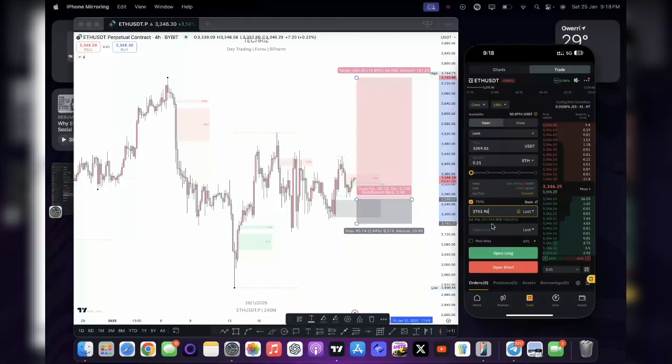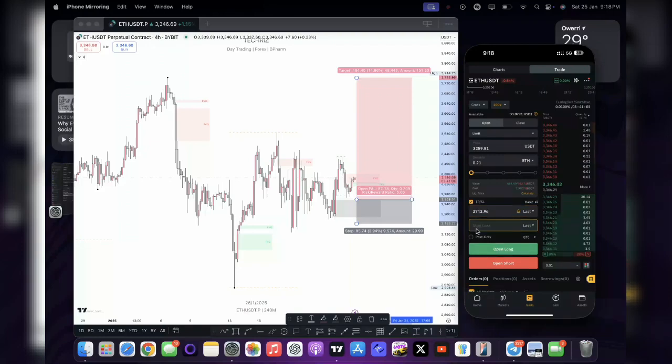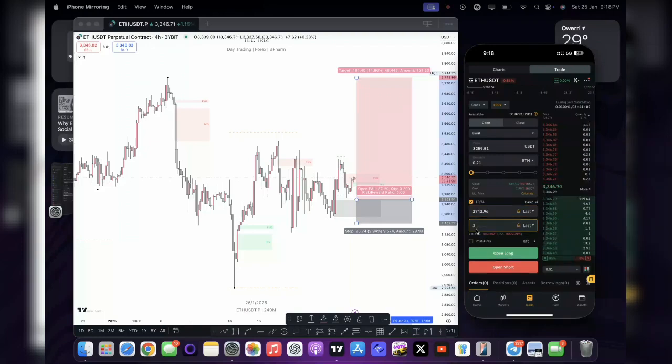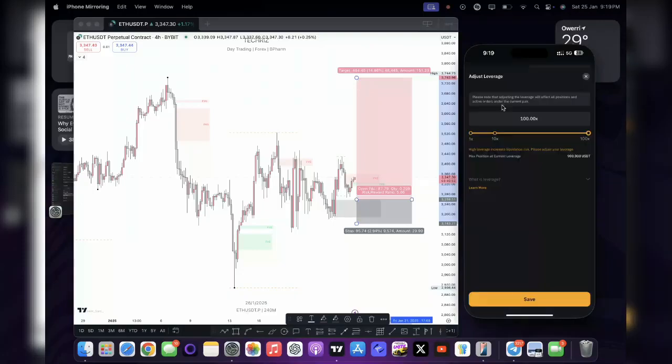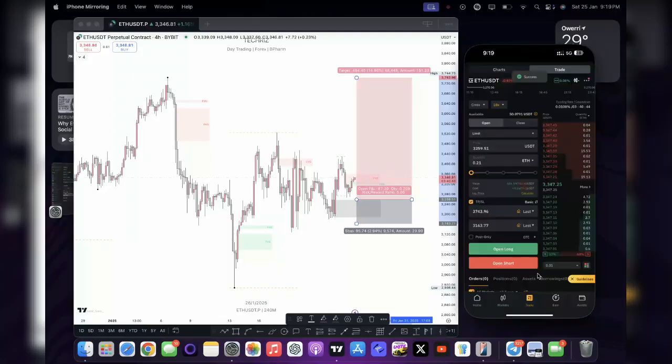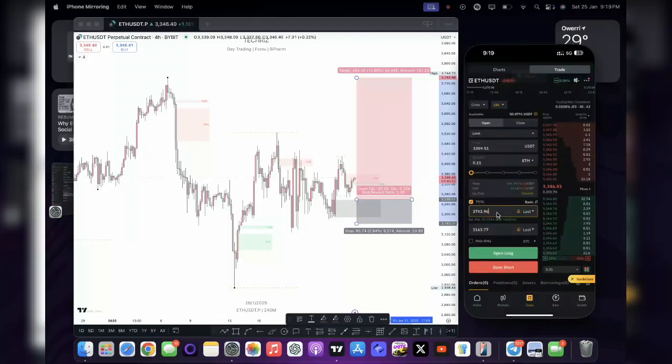Now, the stop loss is 3,163.77, and you can see it's approximately $20 there. Now, if I change the leverage, trust me, it's still going to remain the same. If I put it on 10x and save, it's going to remain the same. Can you see? Still 100.